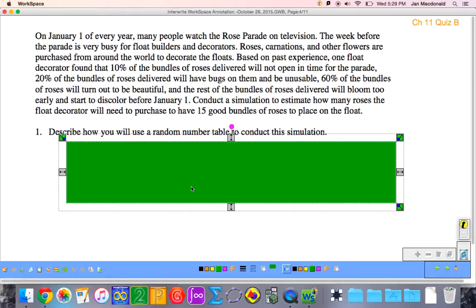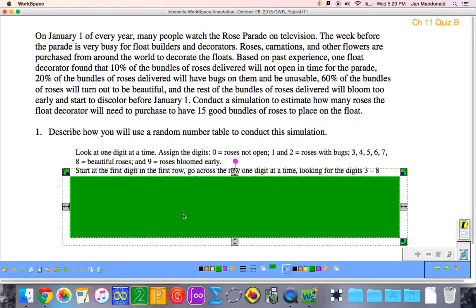So we're going to start at the first digit in the first row. We're going to go across the row one digit at a time. We're going to look for the digits 3 through 8, which are indicative of beautiful roses. We're going to count the number of times the digits 3 through 8 come up until we have a total of 15. Count the total number of digits that the trial took to obtain 15 of the desired digits. We're going to repeat this trial 3 times. So just take a minute and write this explanation down.